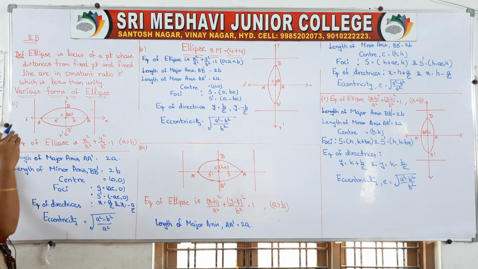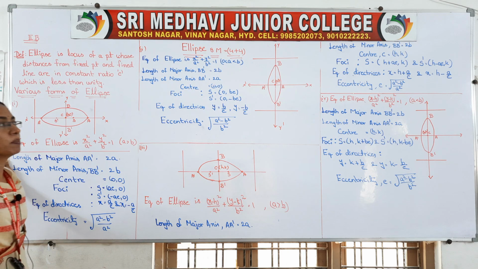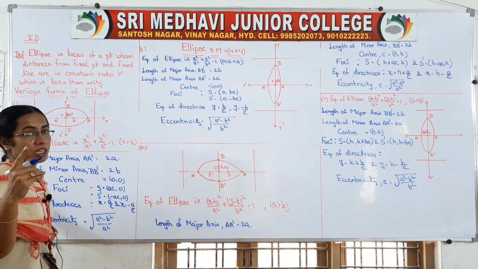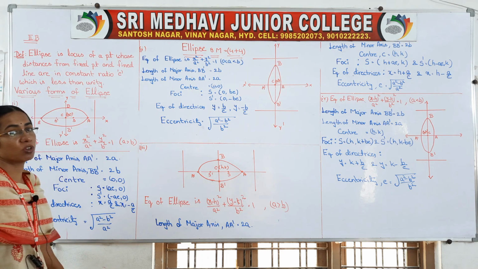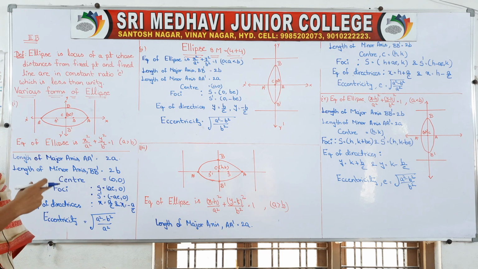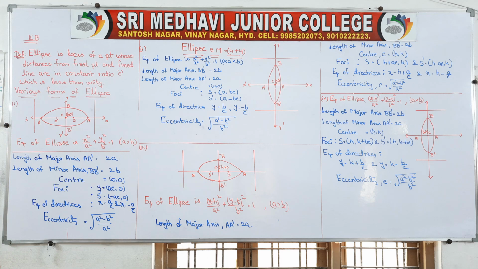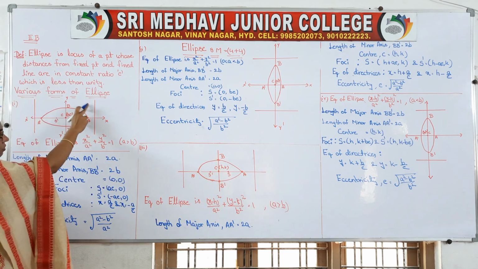Now, various forms of ellipse. There are 4 types of ellipse curves. In parabola we got 8 types of parabolas, different cases. Here in ellipse we will get 4 cases. So now, various forms of ellipse.